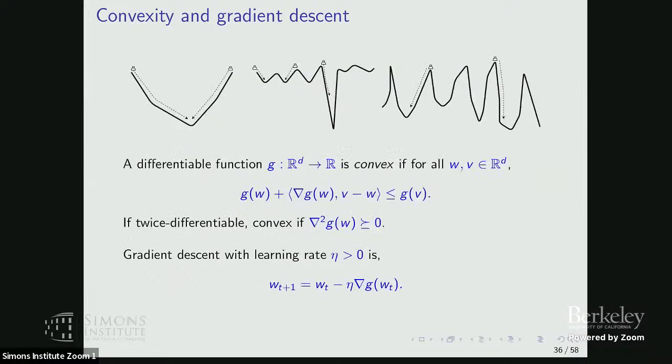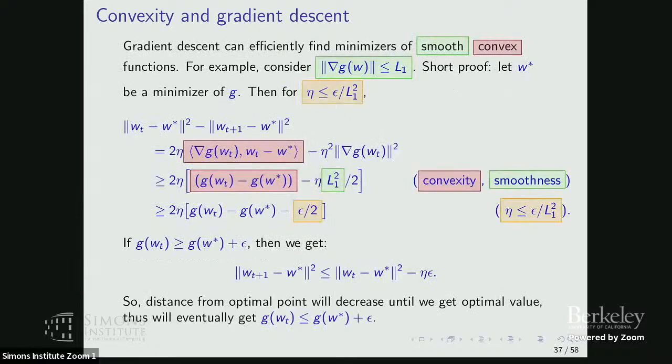Okay, so I'm just going to quickly go through a simple proof that gradient descent finds minima of smooth convex functions. By smooth, I'll just mean that we have the Lipschitz bound, so that the norm of the gradient is bounded by this L1. And we'll take a small step size. This is just for simplicity, for the simplest proof possible.